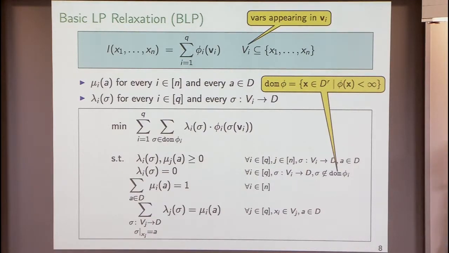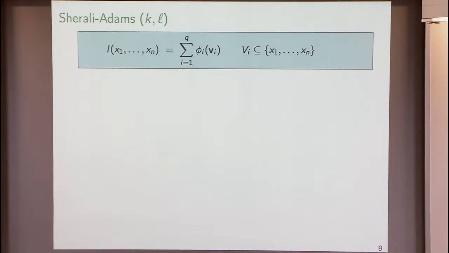This is marginalization. And a useful piece of notation here is that if I have a function phi, I denote by dom, the domain of phi, the set of assignments that make it finite, so sort of feasible solutions. So this part of the linear program makes sure that infeasible solutions, partial solutions, get assigned 0, so they are never part of a solution. So that is a linear program relaxation.